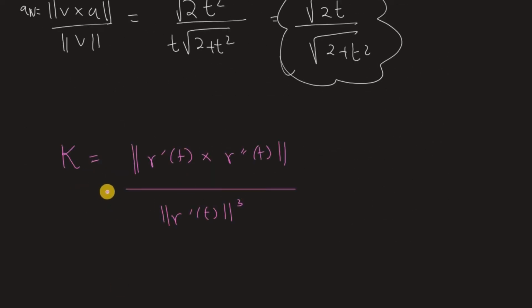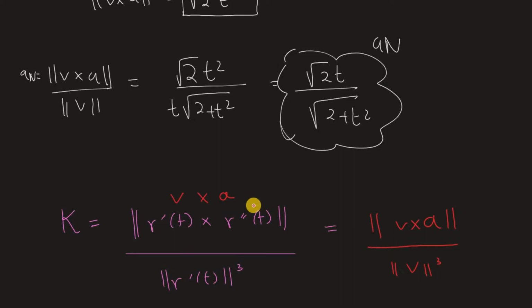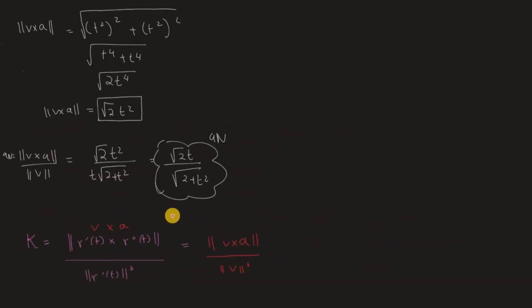Alright, let's go ahead and find kappa, the curvature. For this we need r prime of t. R prime of t is nothing but v, and r double prime of t, that's the double derivative with respect to position, equals acceleration. So this is actually the magnitude of v cross a, which we have already calculated, remember? And here this is simply the magnitude of v to the power of 3. So we already have these things, so we don't need to do any calculations.